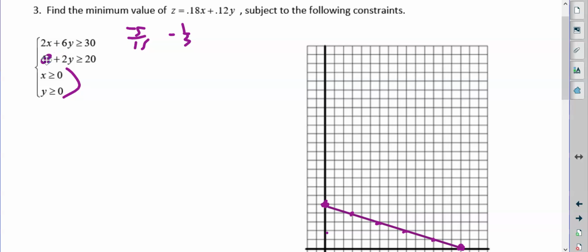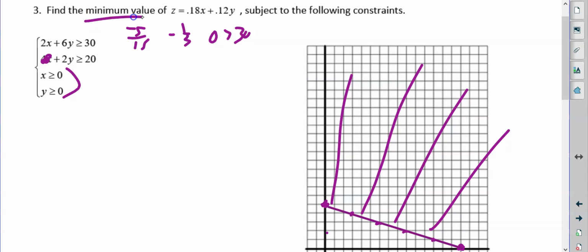Now I'm going to move this. 4 and 2 both go into 20. So y is 10. Oh, I didn't shade. Sorry. So I test 0 is greater than 30. That is false. So I'm going to shade everything this way. We're finding a minimum, so we're probably going to have a net here.